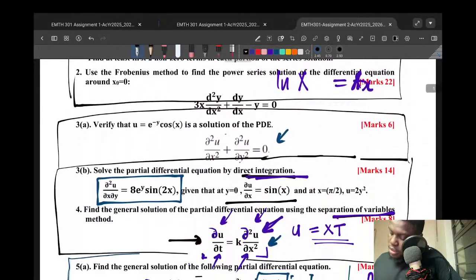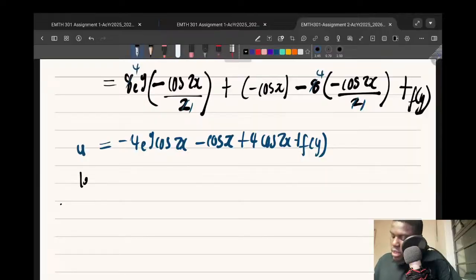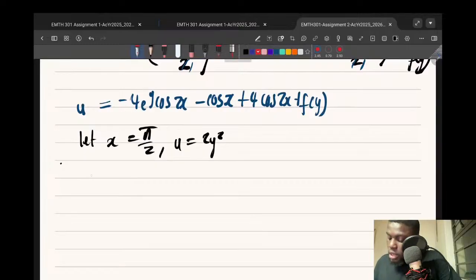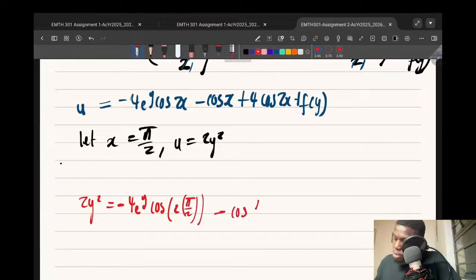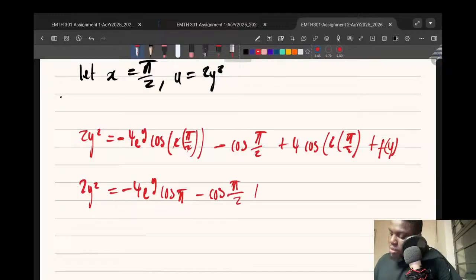Let's take the other conditions. What were the other conditions? x is pi over 2, u is 2y squared. Let x be equal to pi over 2, u be equal to 2y squared. So 2y squared is equal to negative 4e to the y cos of 2 by pi over 2 minus cos pi over 2 plus 4 cos 2 by pi over 2 plus f of y. This cancels, it becomes cos pi minus cos pi over 2 plus 4 cos pi, because the 2 and the 2 cancel, plus f of y.